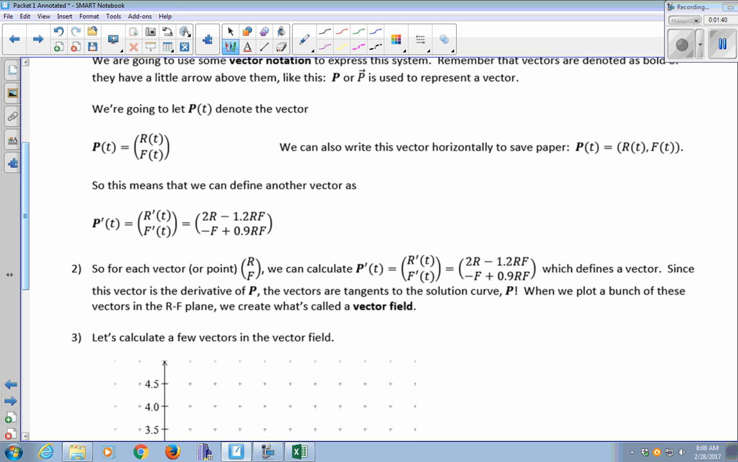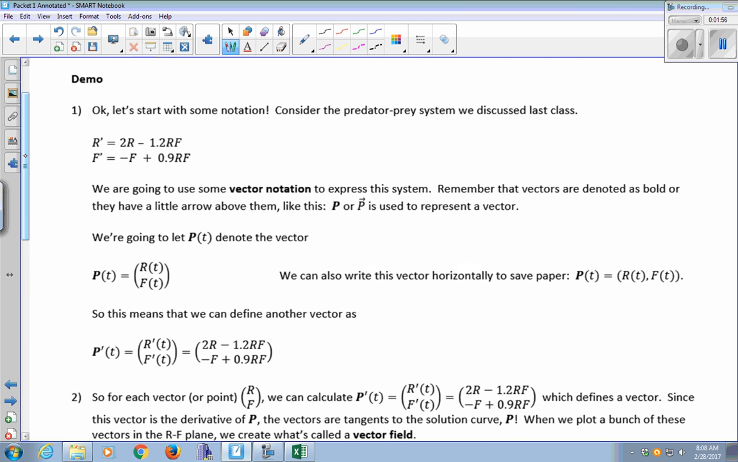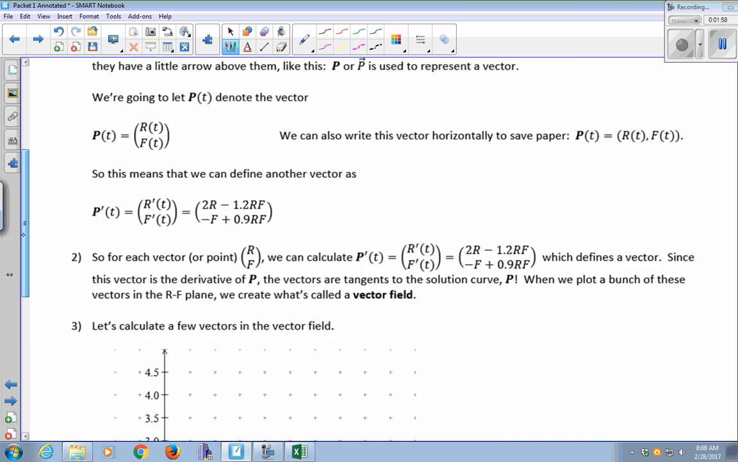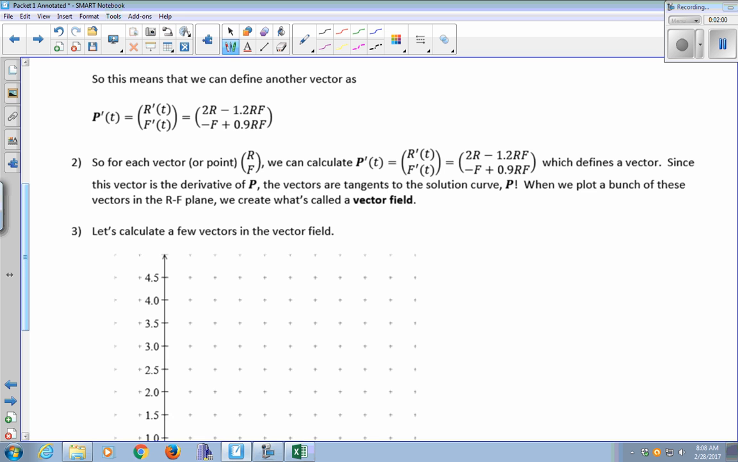You could also write it horizontally if you want to save paper, and your book does that sometimes, particularly when you're reading the answers because they're trying to save paper. So that means that another way we can define this system of differential equations is as a single equation p prime of t. And we're just writing vectors now. So bold p prime is r prime, f prime, and it's a vector that has two inputs, one for r prime, one for f prime.